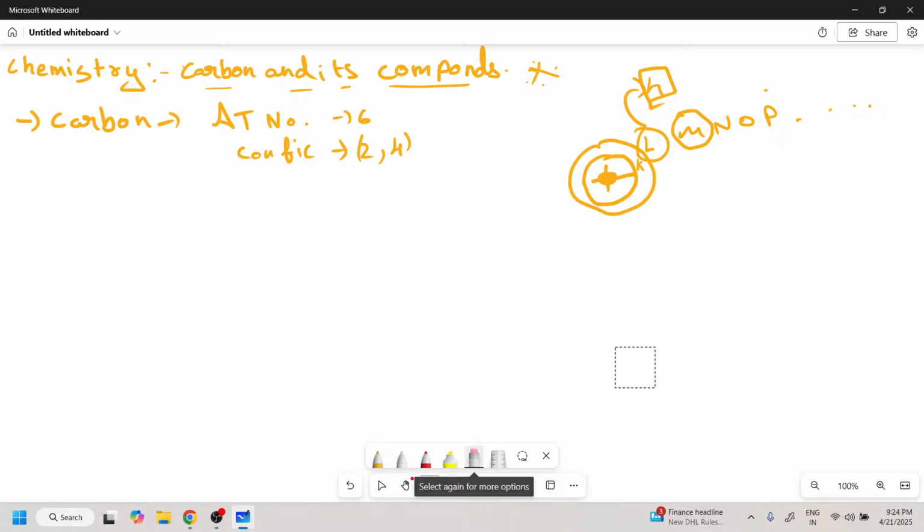So when I move on to the main topic, your carbon, the valency, I'm writing it as valency. It has 4. So the outermost shell is 4. In the first orbit it has 2. In the second it should be 8, but carbon has 4. And so it goes on further.